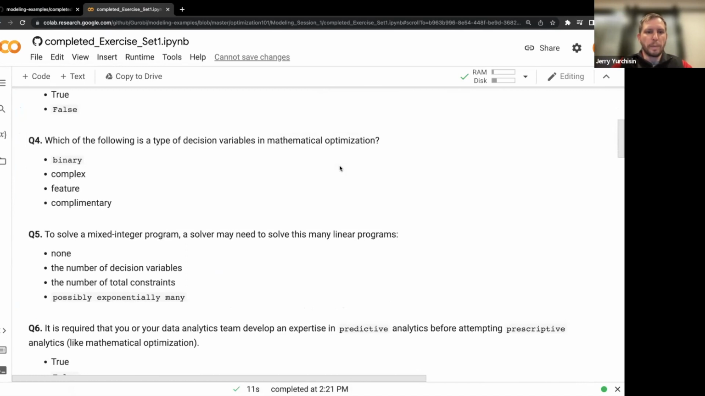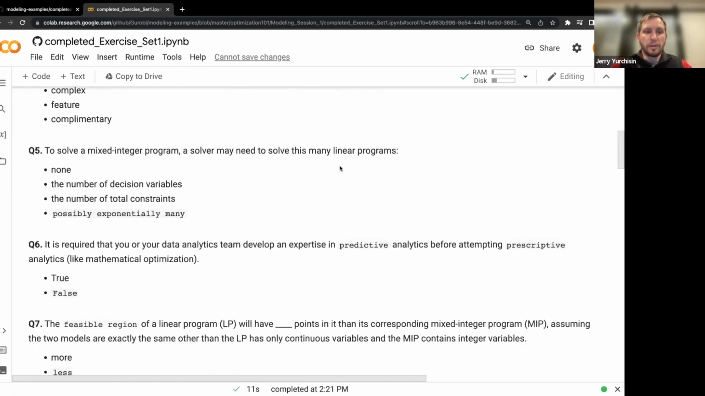Question 4, which of the following is a type of decision variable in mathematical optimization? Right at the top, binary, and that's one we talked about as a way to determine alternatives. Am I going to do this, yes or no? I threw out some other terms that may seem like they could fit in, but we just talked about continuous, integer, and binary decision variables. So that's question 4.